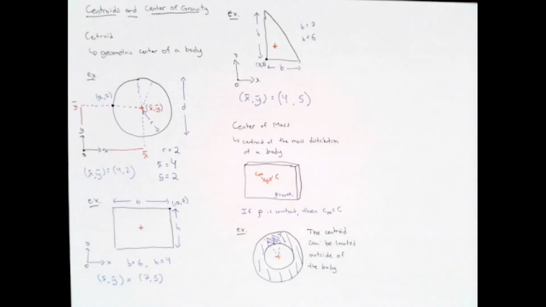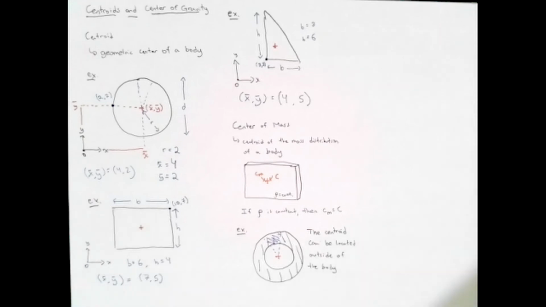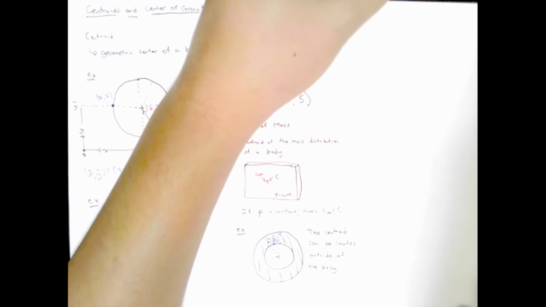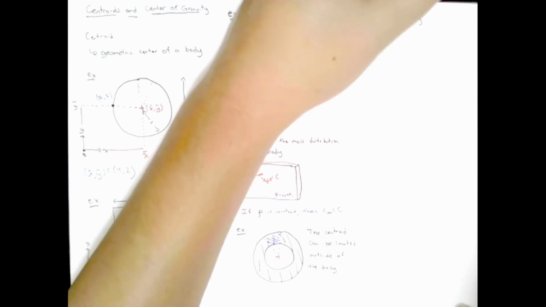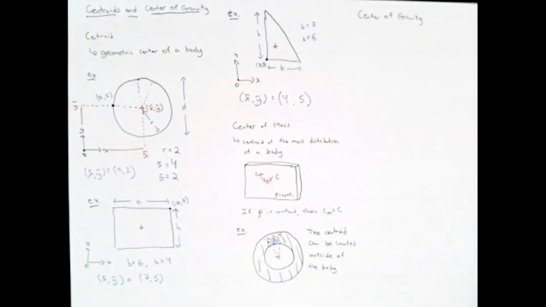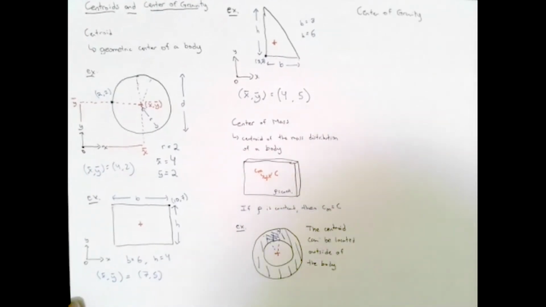However, in order to find it, I'm going to have to come up with a relationship between forces and moments. And in order to do that, I need to define a new term that relates centroid and center of mass to a force. Now, when we talk about mass, the force that's most commonly associated with mass would be our gravitational force. So I'm going to define a point called the center of gravity. And the center of gravity will essentially be the point where my gravitational force acts.